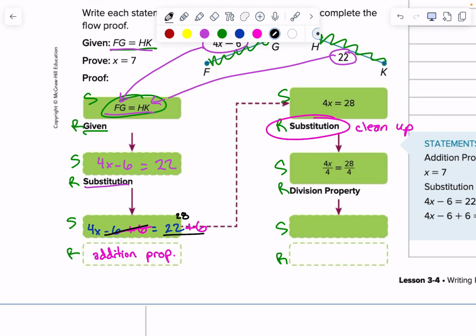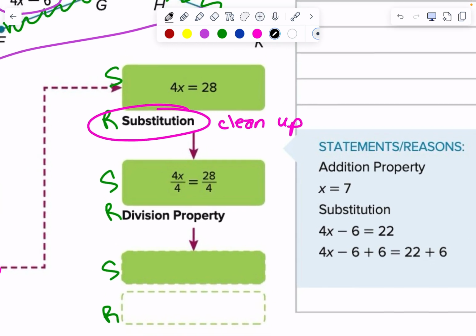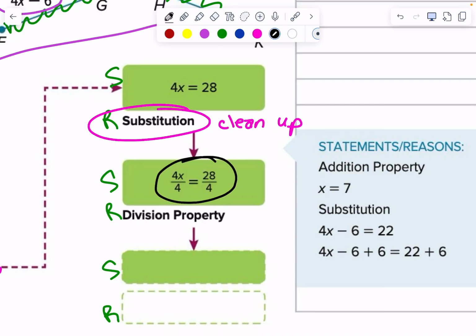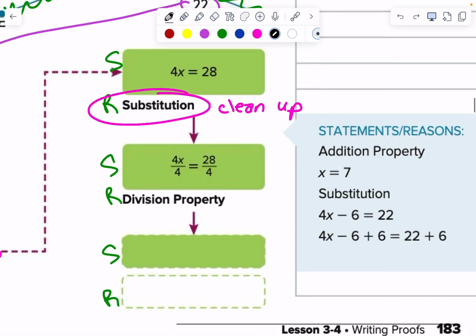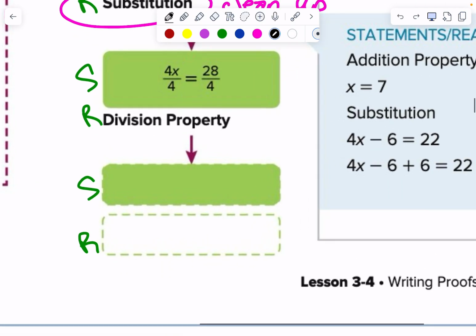Weird stuff, okay? The next thing that they do is, notice, 4x equals 28. They divided by 4, and they left it like that, right? They did 4x over 4 equals 28 over 4, right? And they call that division property. What's our last step going to look like? X equals 7, and what are they going to call it? Prove. Nope, it's not prove. Proof. Nope. It's like a cleanup step.